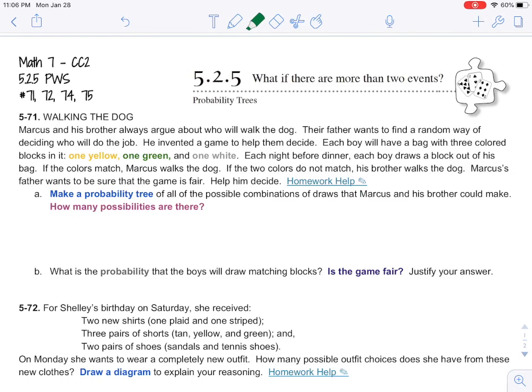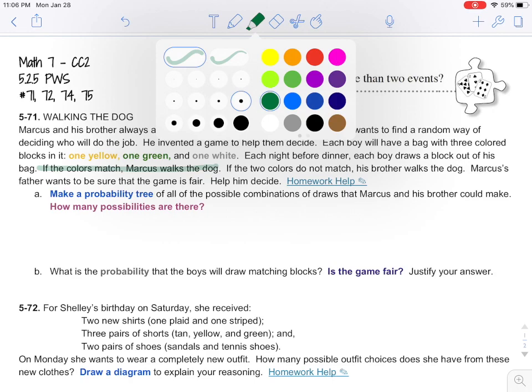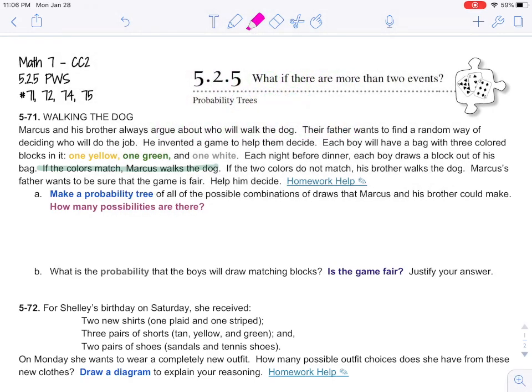Each night before dinner, each boy draws a block out of his bag. If the colors match, Marcus walks the dog. If the colors don't match, his brother walks the dog. Marcus's father wants to be sure that the game is fair. Help him decide. Make a probability tree of all possible combinations of draws that Marcus and his brother could make. How many possibilities are there?